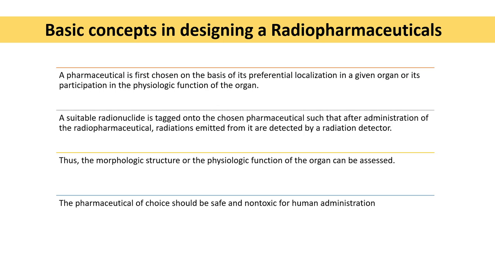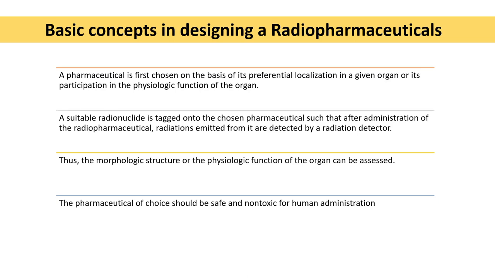The first is, if I want to image a defined organ, I have to choose a pharmaceutical which localizes preferentially to the given organ, or which participates in the physiological function of the organ. So the first step is, a pharmaceutical is chosen on the basis of its preferential localization in a given organ, or its participation in the physiological function of the organ.